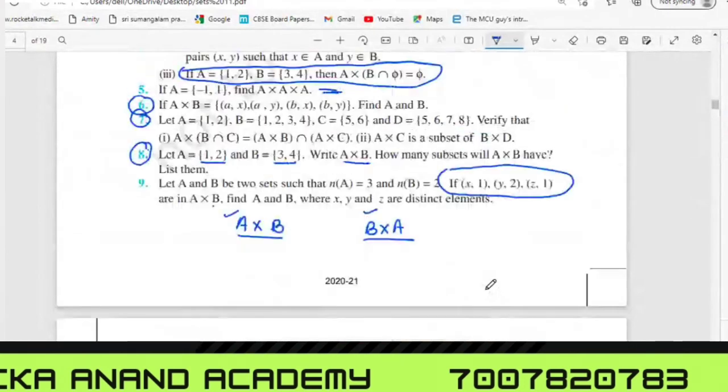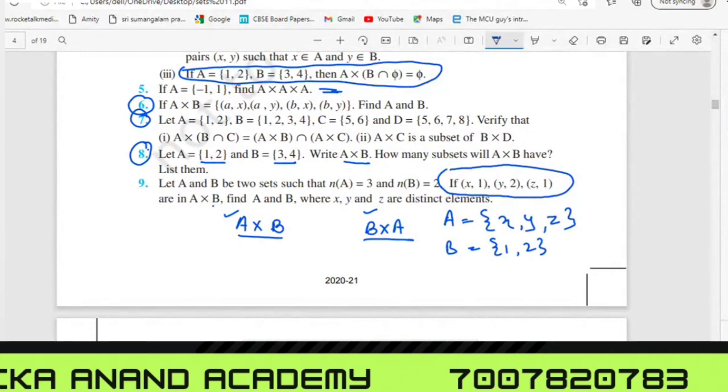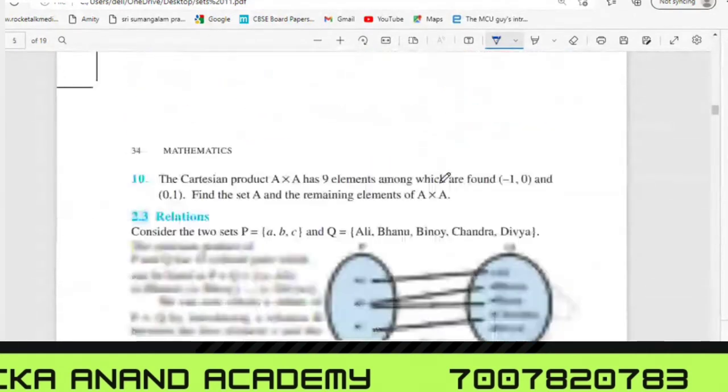Wait. A and B, the two sets. Cardinal number of A is 3, cardinal number of B is 2. Find A and B. You can find the A and B. I have to tell you. Okay? So what is A? X, Y, and Z. And what is B? 1 and 2. Clear? Yes, ma'am.